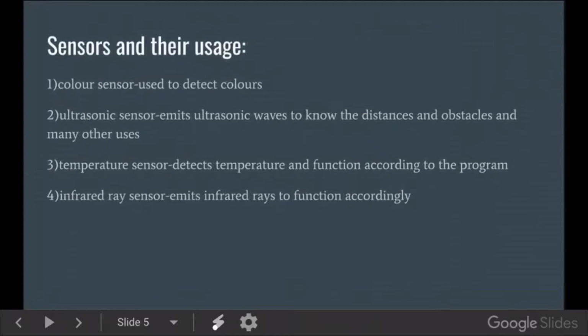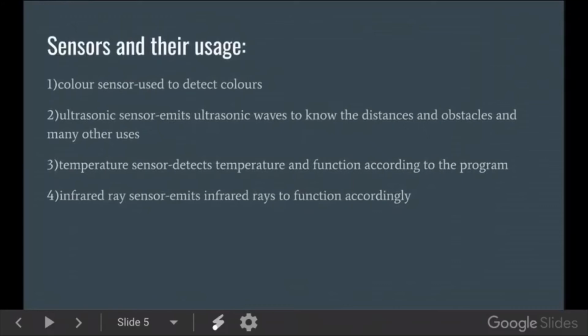Temperature sensor detects temperature and functions according to the program. Infrared ray sensor emits infrared rays to function accordingly. Infrared ray sensor is one more interesting sensor I have studied, because many things work on it. One common example that almost everyone knows is the TV remote. You press a button, it emits infrared rays and sends the signal to the set-top box.